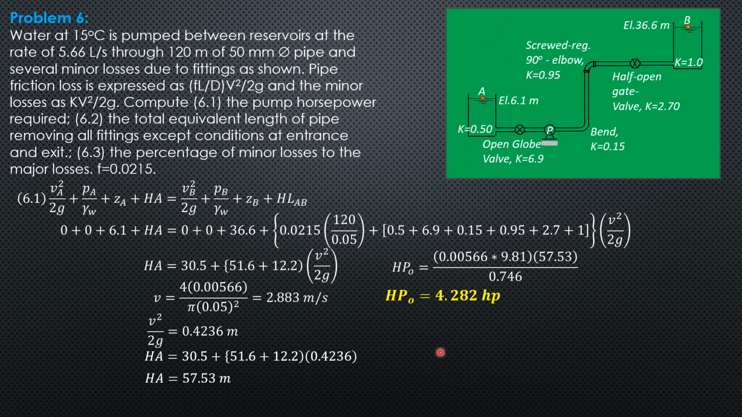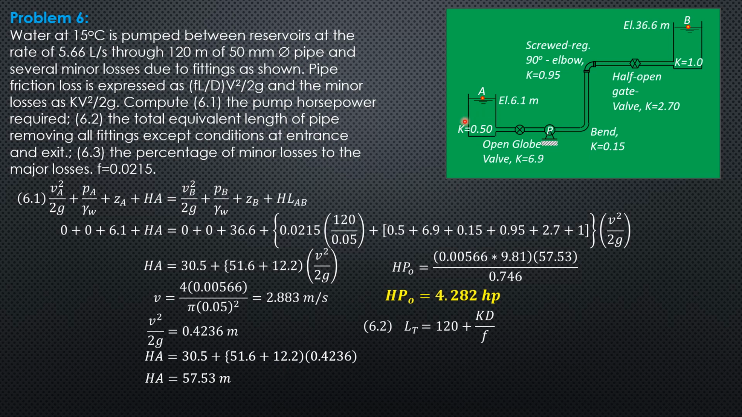Next is the total equivalent length of pipe, removing all fittings except conditions at entrance and exit. So if we remove all these fittings here, there is an equivalent length. The pipe is already 120. We add that equivalent length to produce the same head loss. So the formula is KD over F, or summation of K over F. So 120 plus KD over F, where the sum of K's is 12.2.